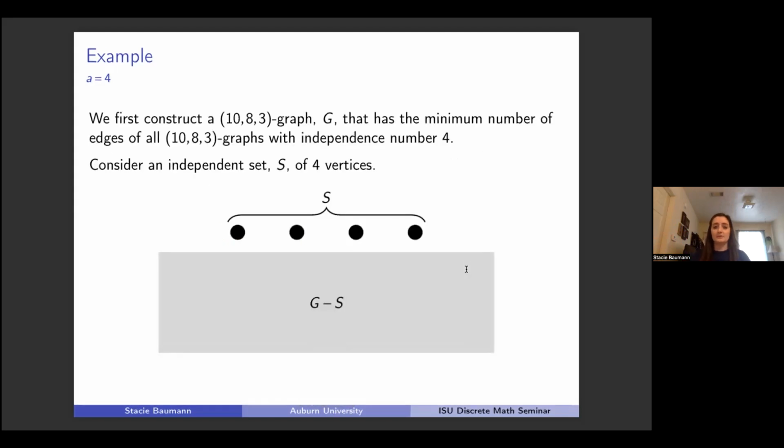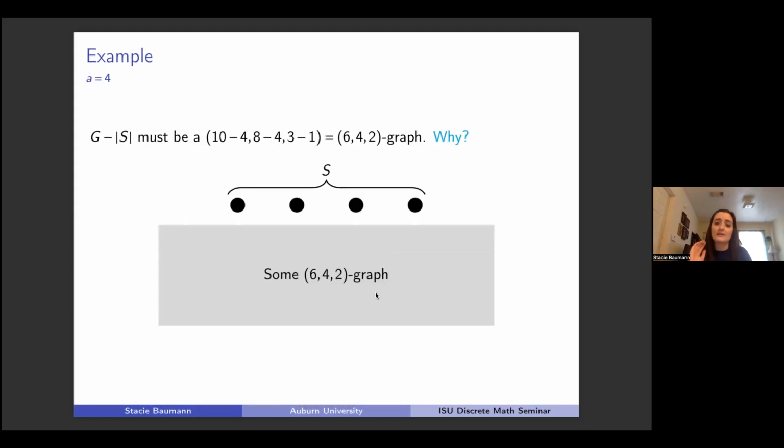Okay, so what I'm going to do is construct a (10, 8, 3) graph G that has the minimum number of edges, so kind of prove the weak conjecture with independence number 4. I'm going to prove the weak conjecture first, and then argue that this is the only one, that there are no other examples. If I have independence number 4, there's an independent set S of size 4. I'm going to consider that separately from the bottom, G minus S. I claim that what's left over has to be a (6, 4, 2) graph.